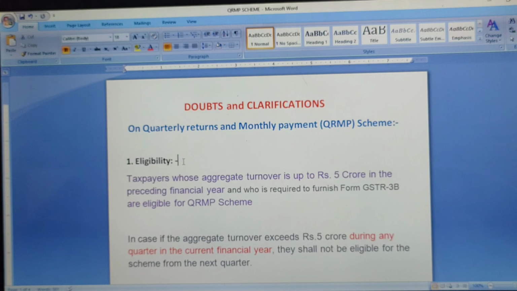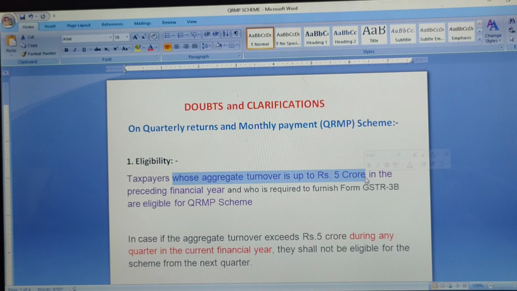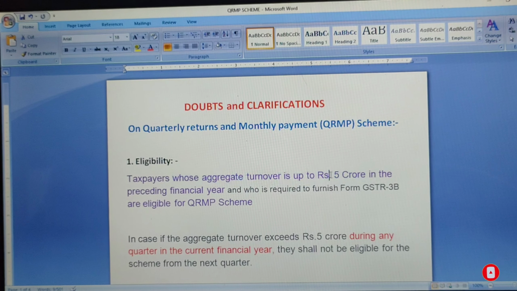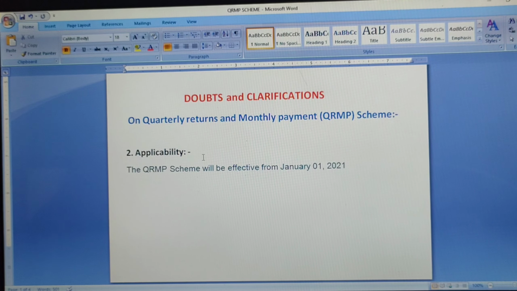First of all, who are the eligible taxpayers to avail this quarterly returns monthly payment scheme? This scheme is for taxpayers whose aggregate turnover is up to 5 crores in the preceding financial year and who are required to furnish GSTR 3B. So the persons whose aggregate turnover is up to 5 crores only are eligible, and in case the aggregate turnover exceeds 5 crores during any quarter in the current financial year, then immediately they are ineligible for this scheme, and it is applicable from 1st January 2021.